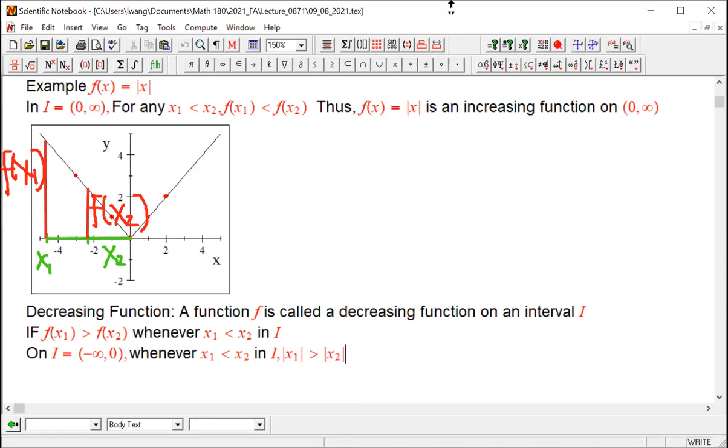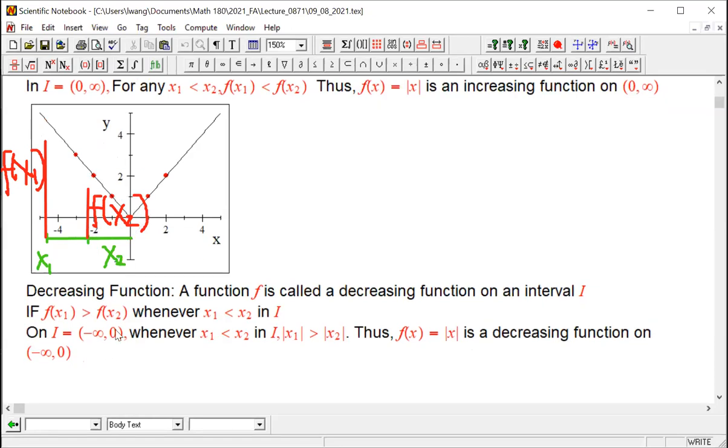Yes? And then you would say, thus, or therefore, f of x, right, this guy, is a decreasing function on the interval of negative infinity to 0. So you not only need to tell the reader what it is, but also need to tell the reader each specific symbol and where they are. Okay, so in summary, right? In summary, I'm going to have to clean this up. Do you guys see this, right? You got this.